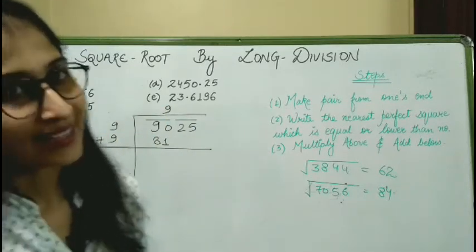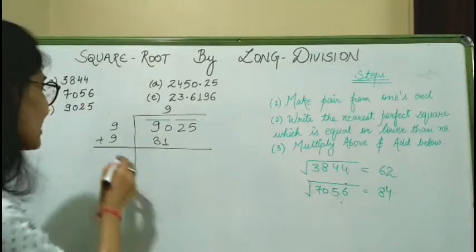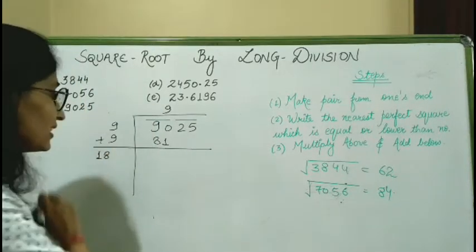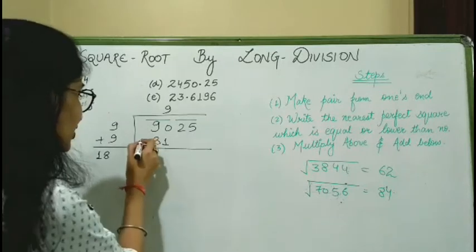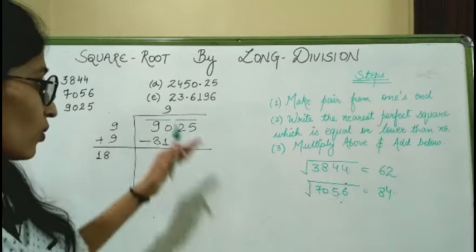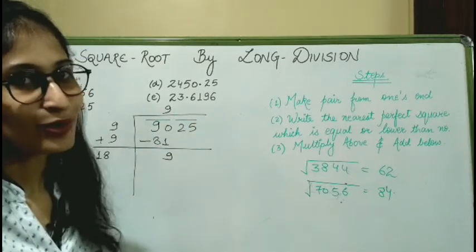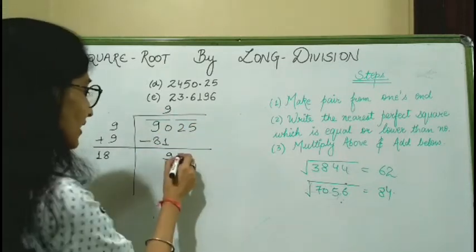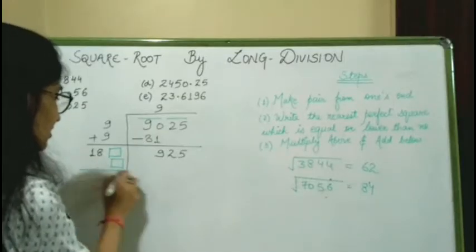Multiply above and add below. 9 plus 9 is going to give me 18. Do subtraction this side. 90 minus 81 will be 9. Now copy the next number and follow the same steps. My next number will be 25.